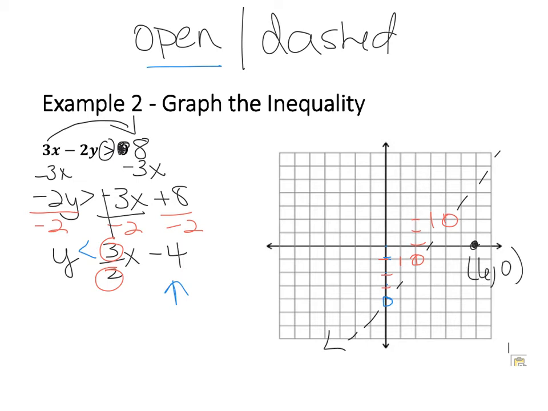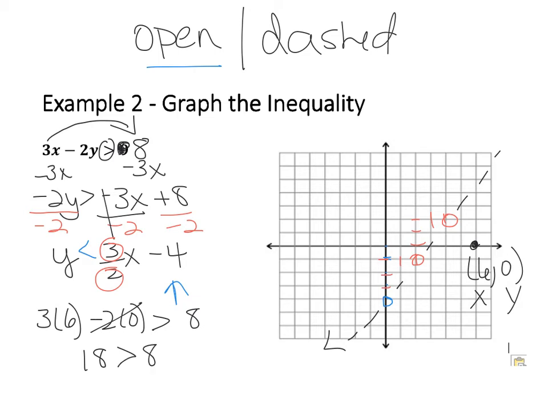It doesn't matter what point you choose as long as it's a point not on the line. So this is my x, this is my y. I have an x coordinate and a y coordinate. I'm going to substitute them in. So 3 times 6 for my x minus 2 times 0 for my y is greater than 8. And that cancels out, and I have 18. 3 times 6 is 18, is greater than 8.